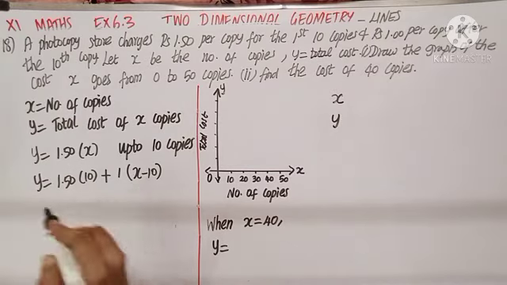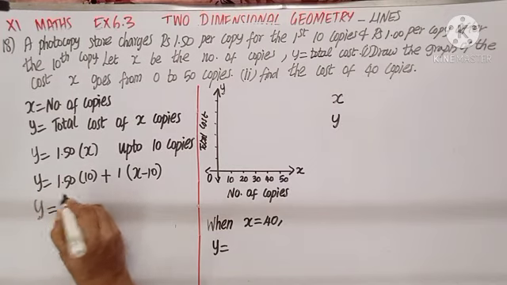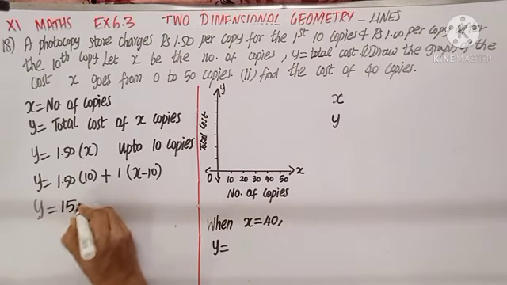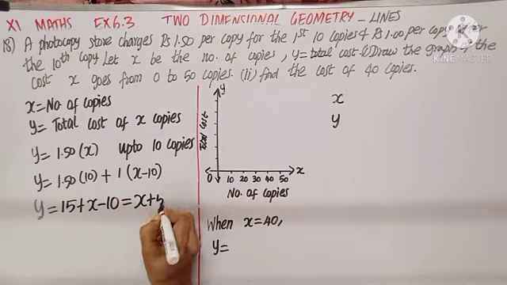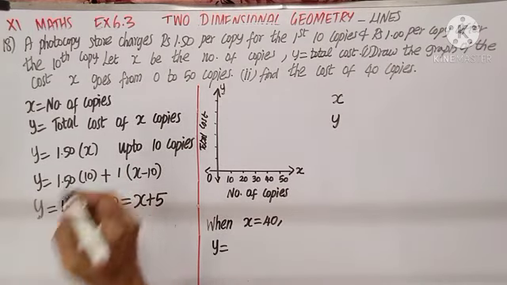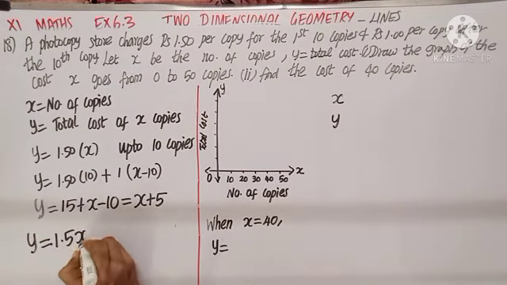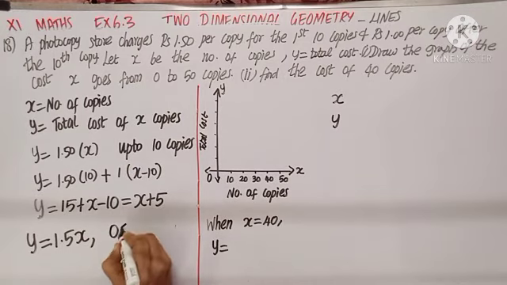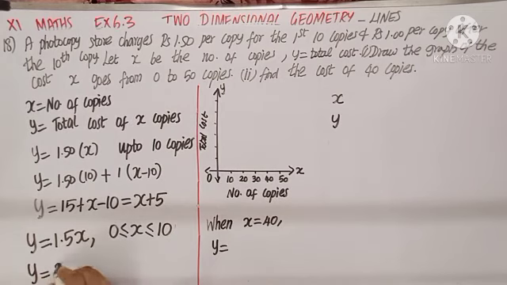So, if I multiply and simplify, I get Y equals 1.50 into 10 is 15 plus X minus 10, or I can write it as X plus 5. Substituting and rewriting the function: Y equals 1.5 into X for X ranging from 0 to 10. Y equals X plus 5 for X greater than 10.